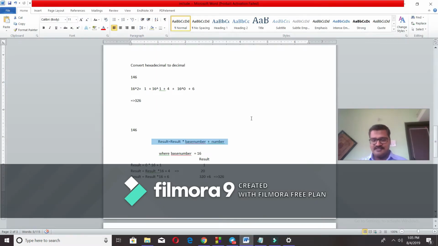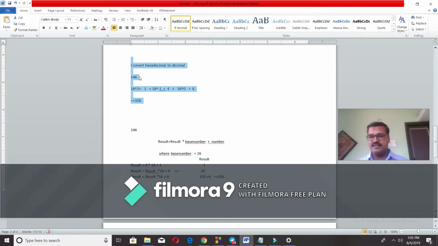Any general base number can be converted to decimal, whether it may be base 16, base 8, base 2, like binary to decimal, or octal to decimal, or hexadecimal, or base 17 or base 18, whatever is there. So let us see first this standard conventional way of doing this.